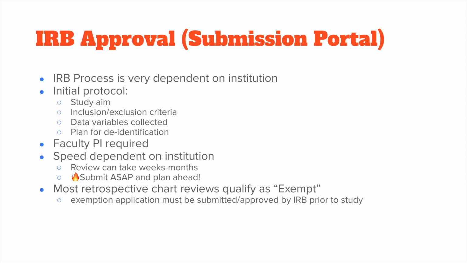Alrighty, next, the IRB, everyone's favorite step. The IRB process varies by institution, but for chart reviews, you'll usually submit an exempt review application. But even exempt studies still have to be submitted and approved. You'll outline your study aims, your inclusion and exclusion criteria, and your de-identification plan. And don't forget, you must have a faculty PI. IRB review can take anywhere from a couple weeks to a couple months, so start early.